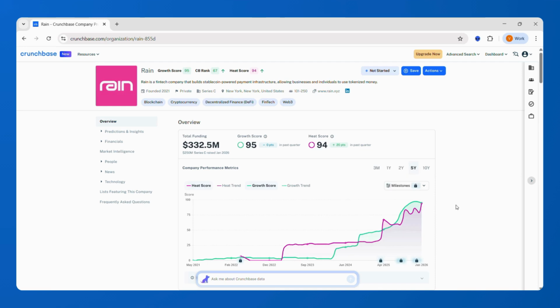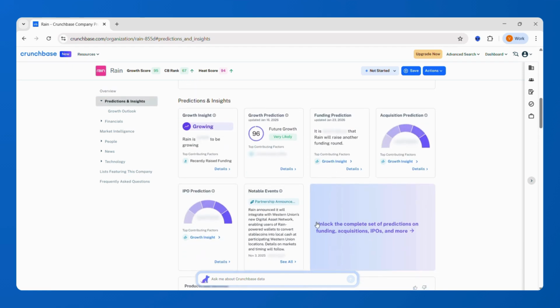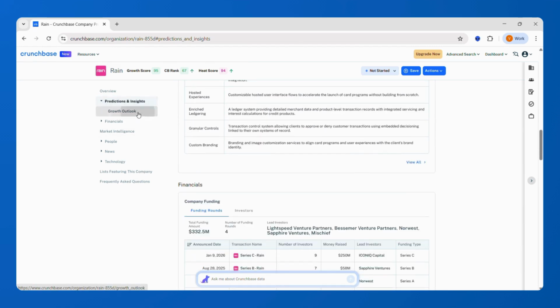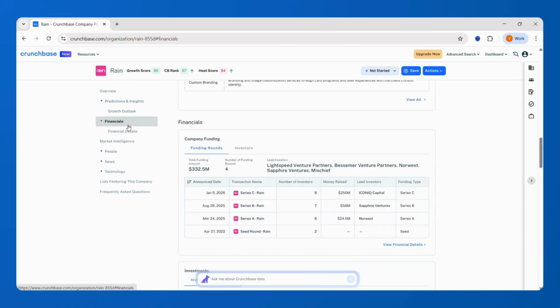Moreover, we get the prediction insights. Now, these directly get unlocked when you are using their paid version. But to give you a quick overview, it tells us about their growth insights. It tells us when the next funding prediction is. And it gives us a complete growth outlook as well, in terms of how the growth journey has been since they started until now. In terms of financials, we get their recent funding rounds, and what the funding amount was for that particular round as well.